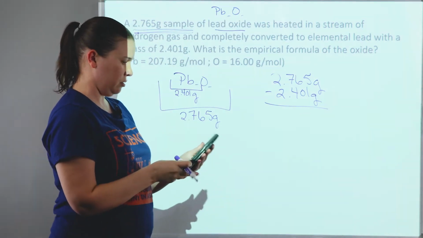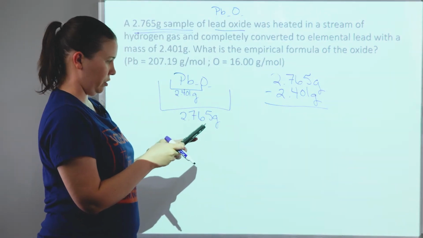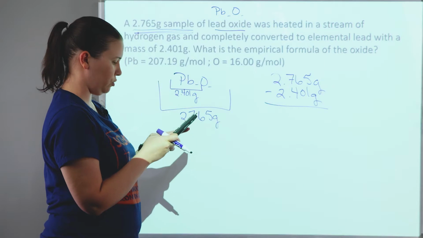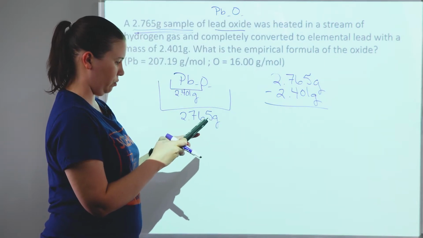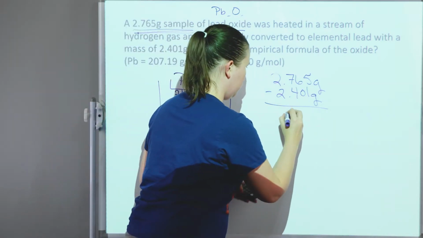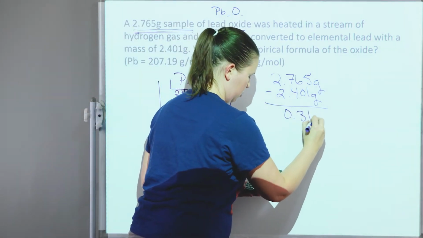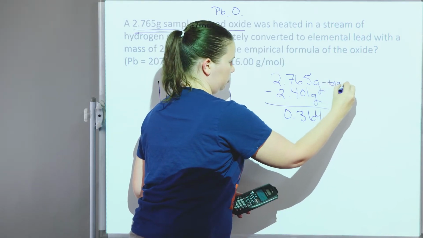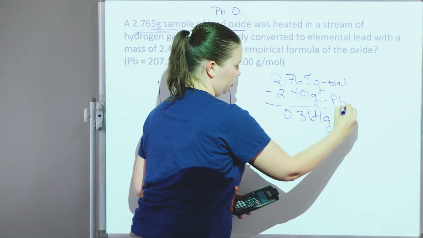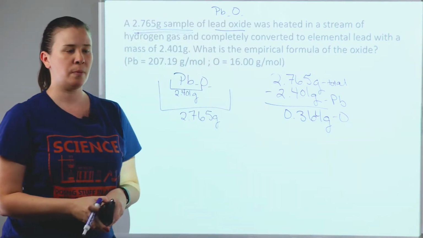And that would be 2.765, can't say that number for some reason, minus 2.401, and we get a difference of 0.364 grams. So this was our total. We subtracted the lead, and we got the oxygen.